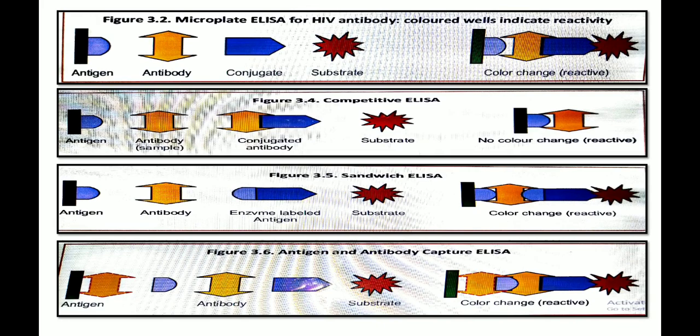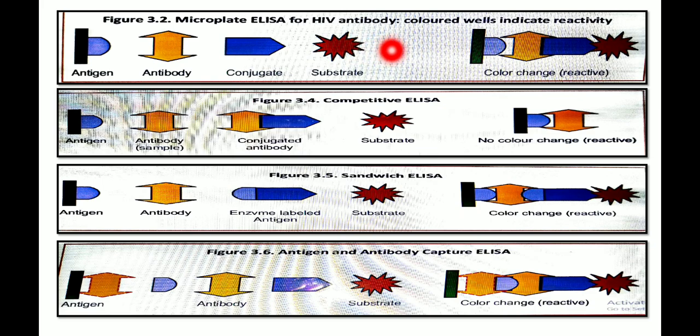Now NACO, or the National AIDS Control Organization, the authority for formulating the guidelines for lab diagnosis of HIV and also post-exposure prophylaxis and treatment strategies, recommends the use of ELISA and rapid kits with a sensitivity of greater than 99.5% and a specificity of greater than 98%. So there are different types of ELISA testing methods which are available.